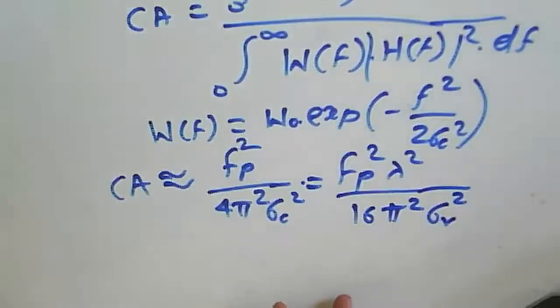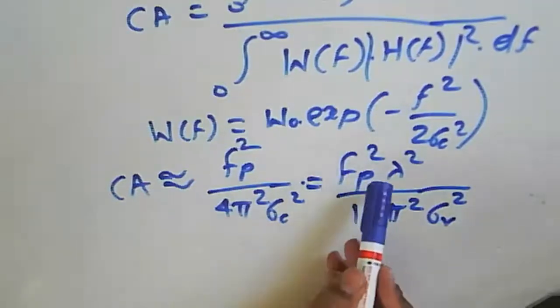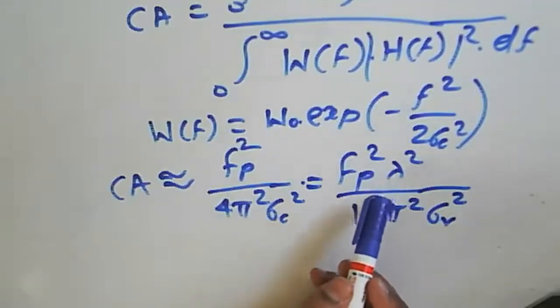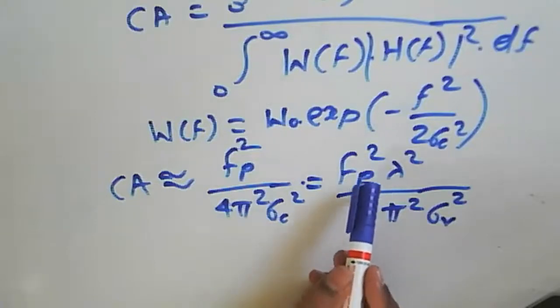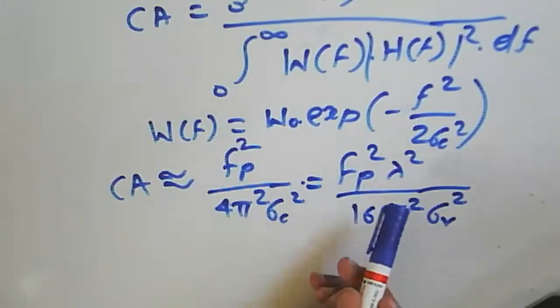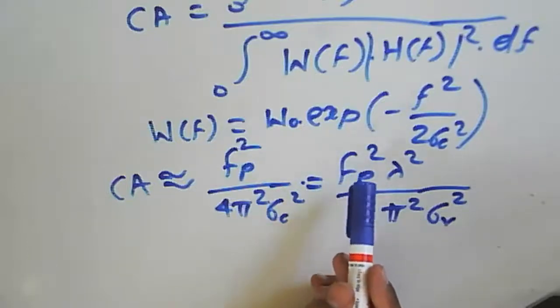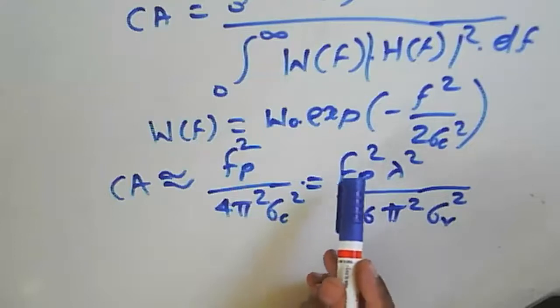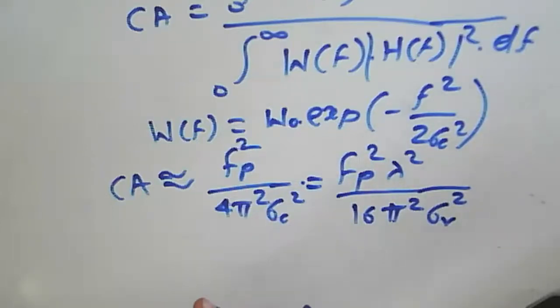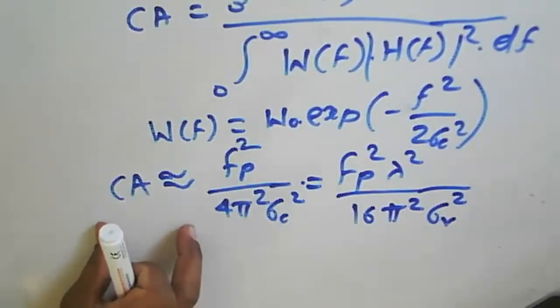Now, if you consider this clutter attenuation, it depends upon the pulse repetition frequency. If you replace the pulse repetition frequency with the pulse repetition period time TP, we can write the clutter attenuation here.